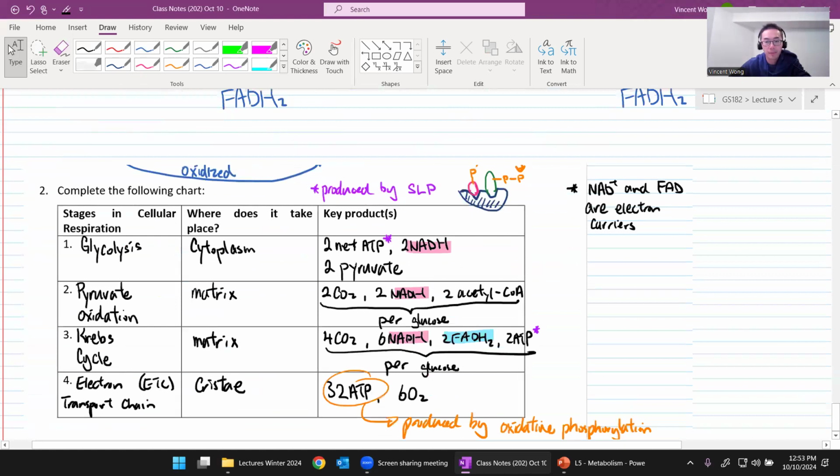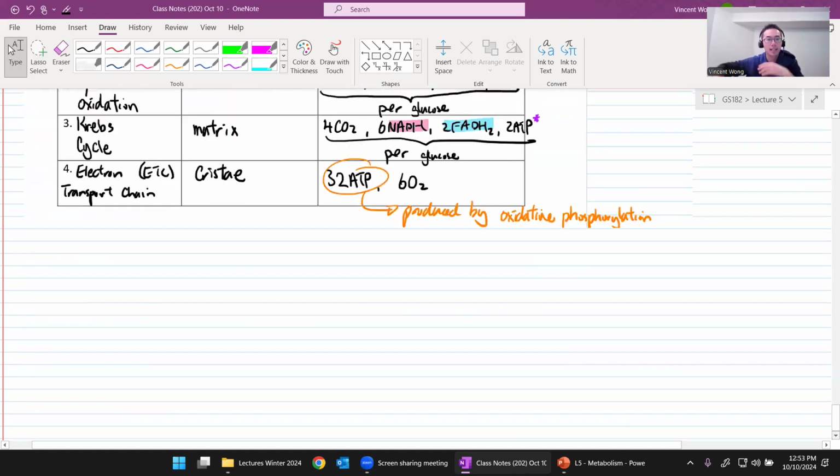Okay, now we're going to learn about the ETC. So that's going to take some time, and it's probably a good idea if you start with another piece of paper. Is it oxidative phosphorylation? Phosphorylation, yeah. PHOS, PHORY, and then lation.